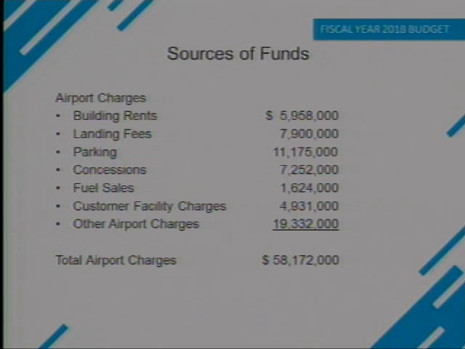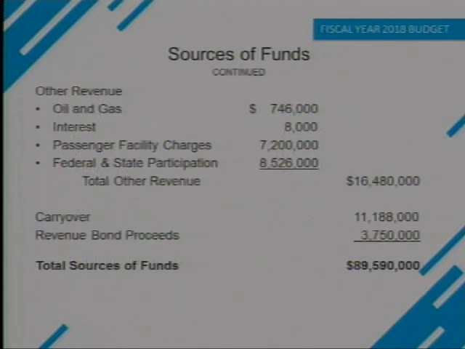And then we have a substantial amount of revenue for other charges. This comprised of maintenance reimbursements that are in lease components, as well as ground rentals and apron fees. So a total charges to tenants and users of about $58,172,000. We have other sources of revenue as well.